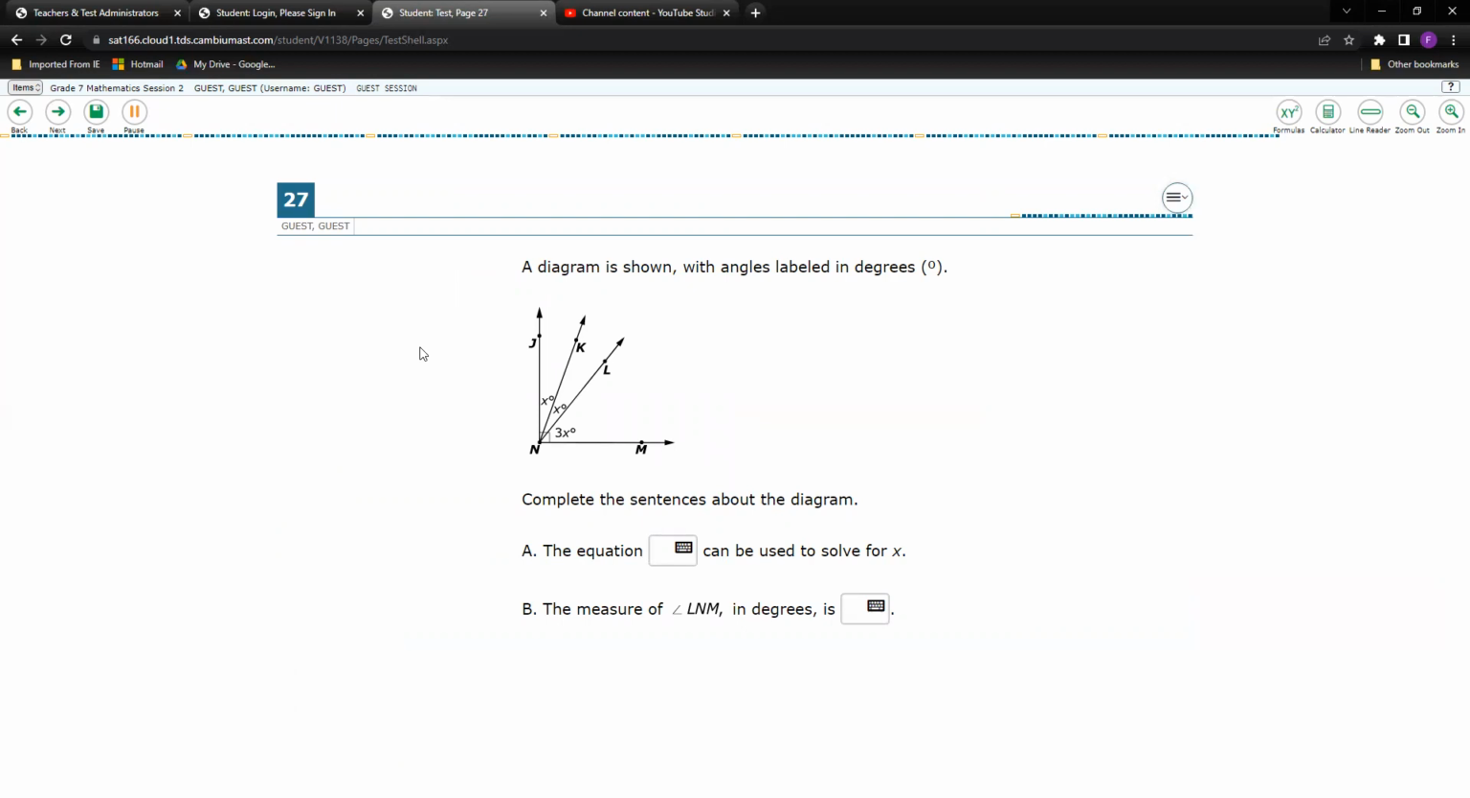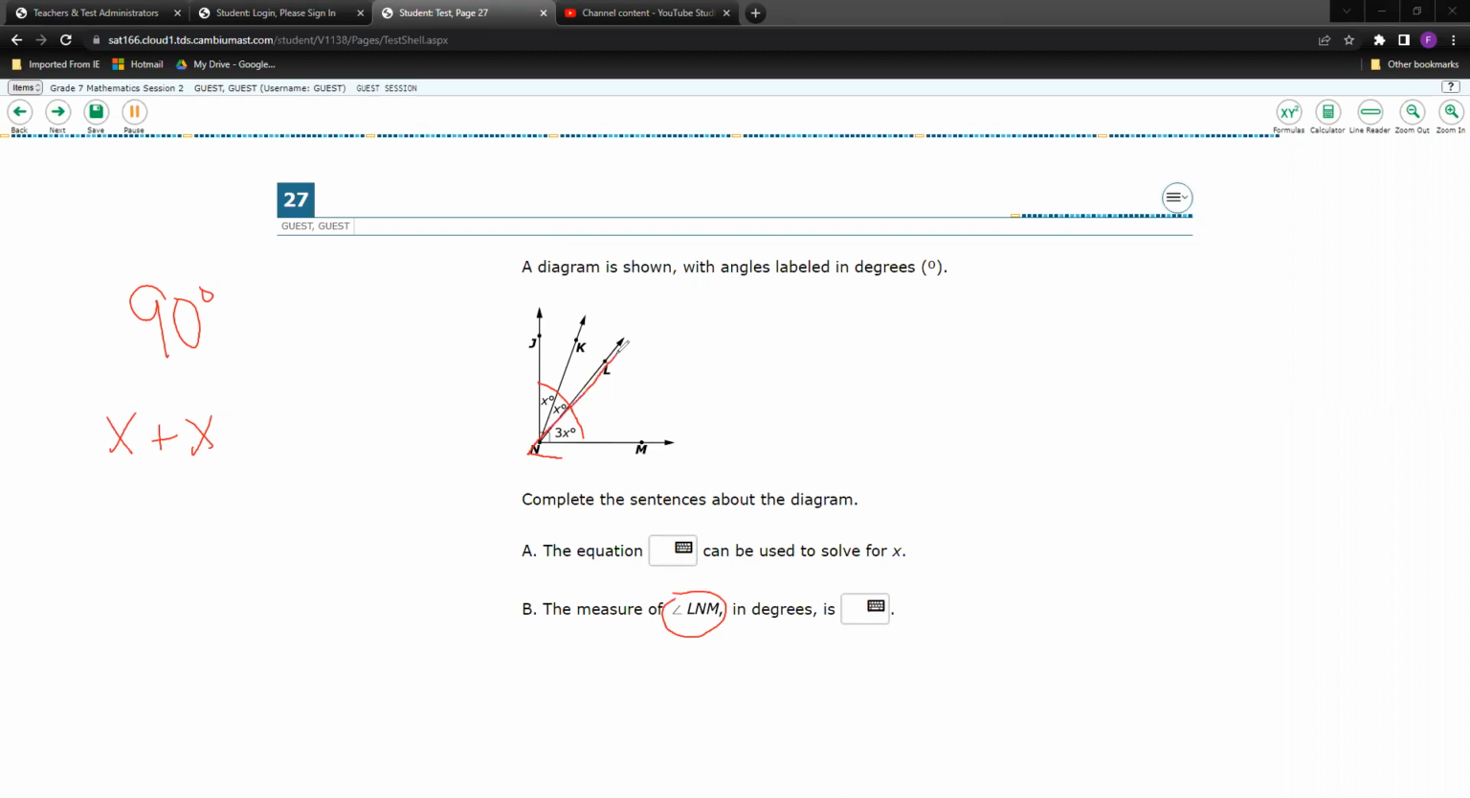Okay, fine. We have a right angle, right? How many degrees is a right angle? If you said 90, you're correct. So 90 degrees. And what is made up of 90 degrees? Three different angles. One is an X, the second angle is an X, and the angle that we're interested in, L and M, we can go from L to N down to M. That's the angle that has three X's.